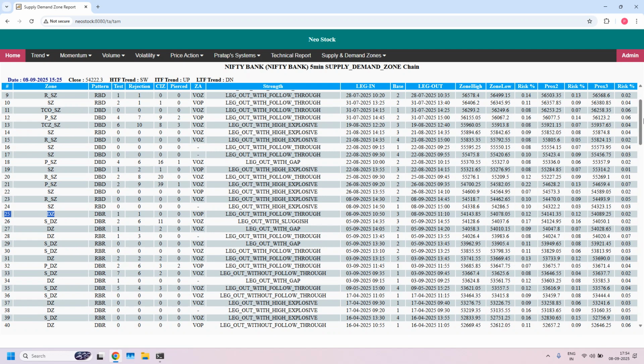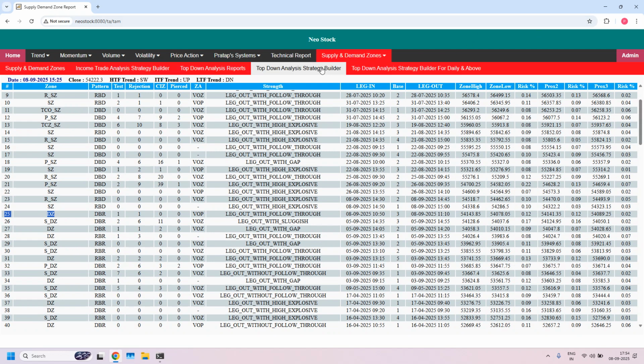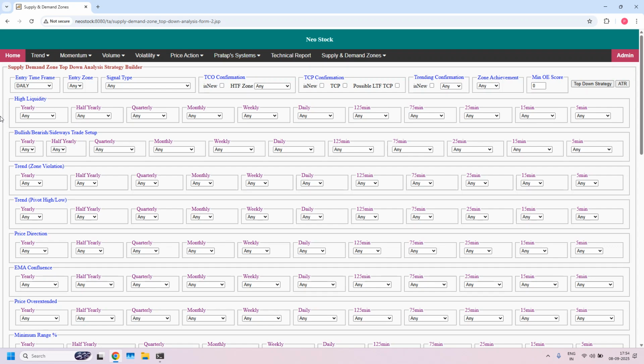Next I am generating sideways, bullish and bearish trade setups for monthly, weekly and daily income trades. So starting with monthly income trade, sideways long trade setup, entry time frame daily, entry zone demand zone, bullish or bearish or sideways. At entry time frame daily, I am selecting sideways long.